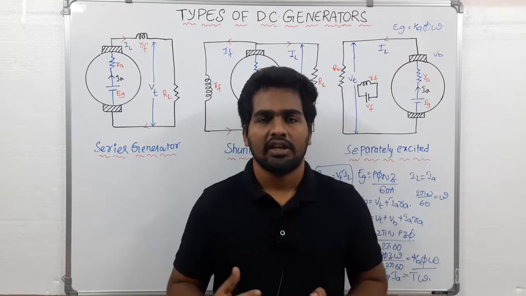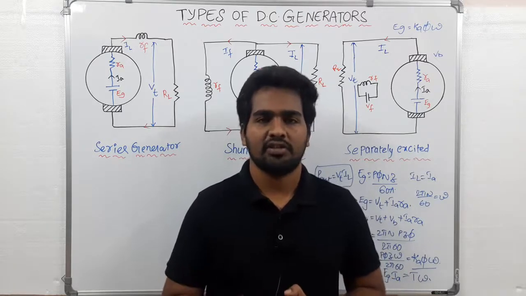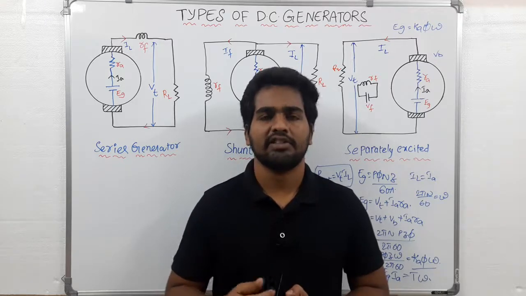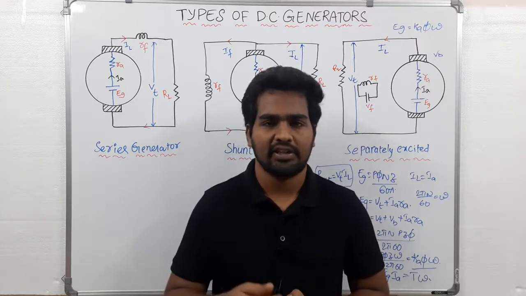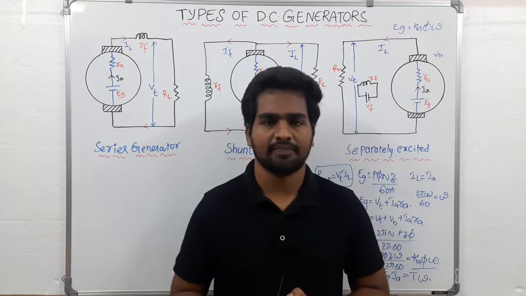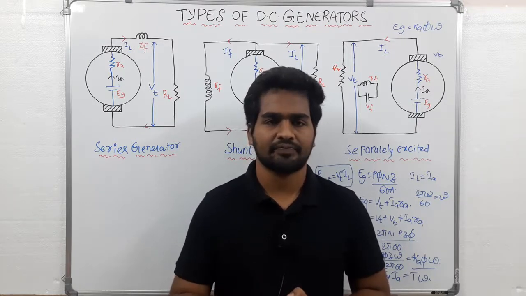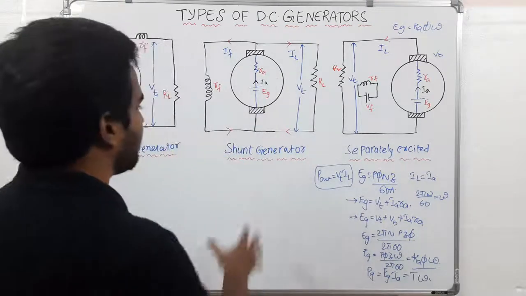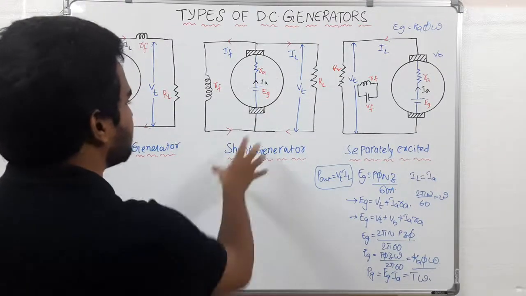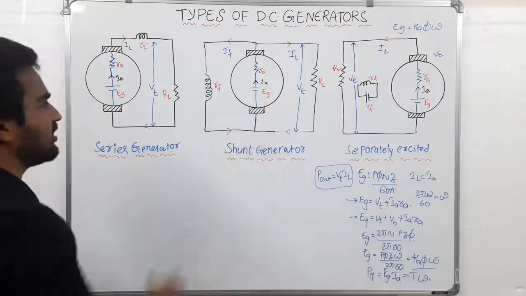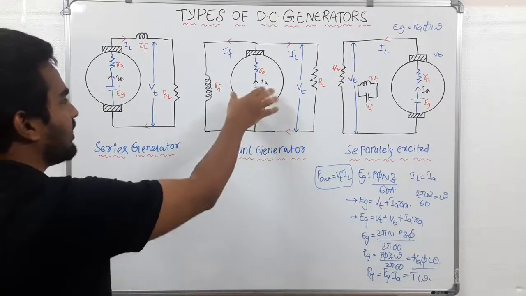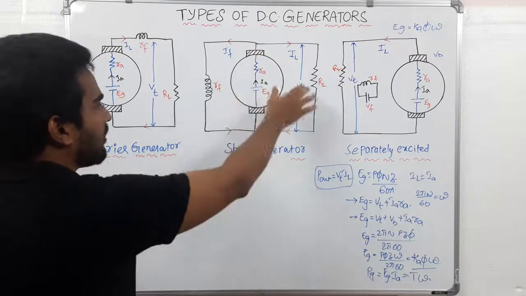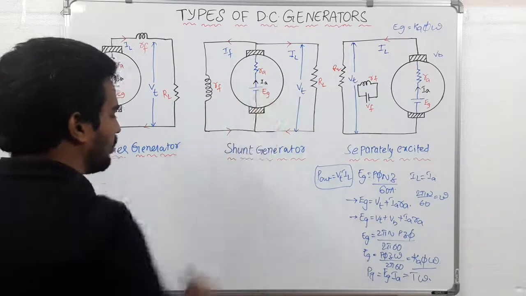In self-excited machines, residual flux plays a major role, and self-excited machines can be classified as shunt generator, series generator, and compound generator. So now let us see the shunt generator. This is the circuit model of the shunt generator. A part of the generated armature current is supplied to the field winding and the other part is supplied to the load.